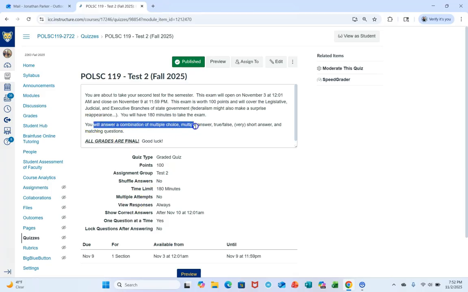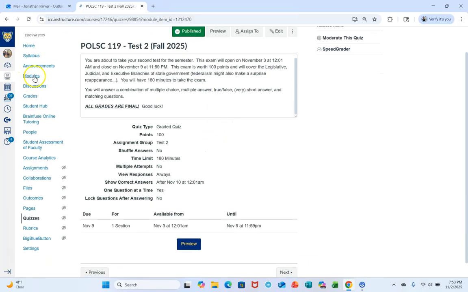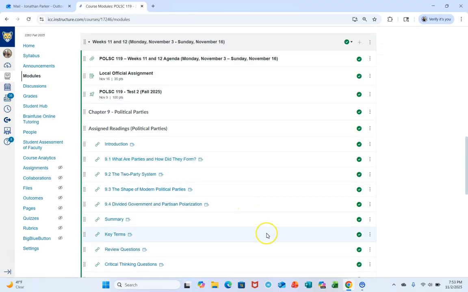You will answer a combination of multiple choice and multiple answer, and there was some confusion on the last test. Multiple answer means the question has more than one right answer. So like, identify the reserved powers from the list below. I forgot how many there were. There might be 5 of them on that particular question. That is a multiple answer question. All right, all grades are final. Good luck. No, I do not do study guides. Just thought I'd answer that one before anybody asked.